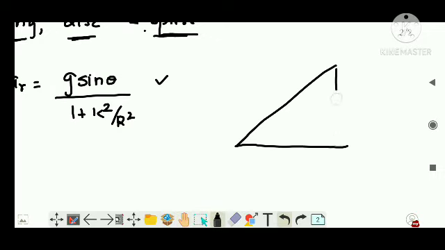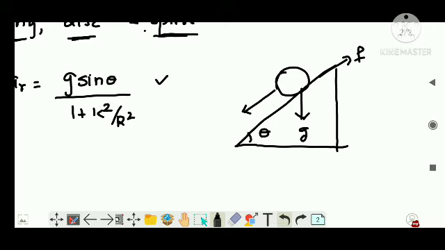Let's take a few seconds of your time, guys. Let's suppose this is an object which is rolling downwards, and let's say it has friction in the opposite direction. Let's say the angle is theta. Now this acceleration is g, and this angle is theta, so this angle is also theta. This becomes g cos theta, and this will be g sin theta. We have learned it earlier, right?